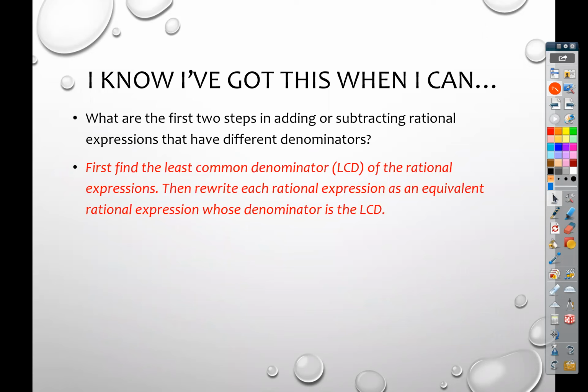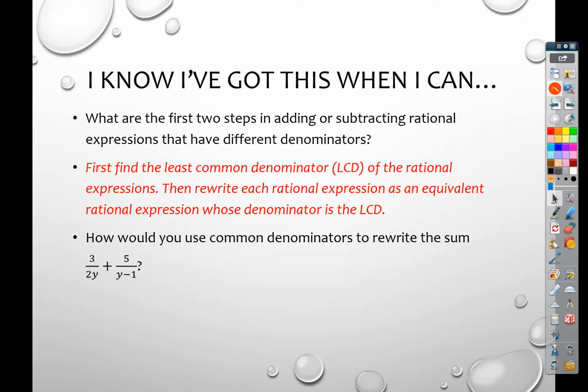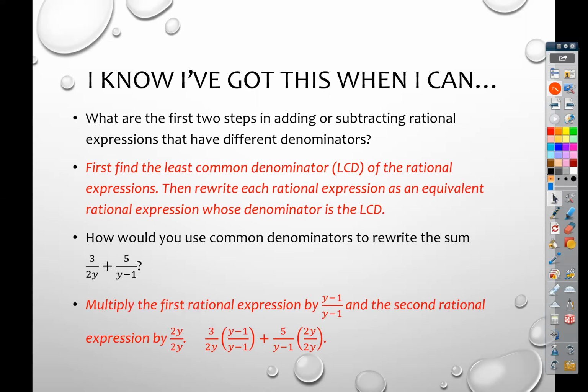Find the least common denominator of the rational expressions, then rewrite each rational expression as an equivalent rational expression whose denominator is the LCD. How would you use common denominators to rewrite the sum? Multiply the first rational expression by y minus 1 over y minus 1, and the second by 2y over 2y, and then you see the final results.